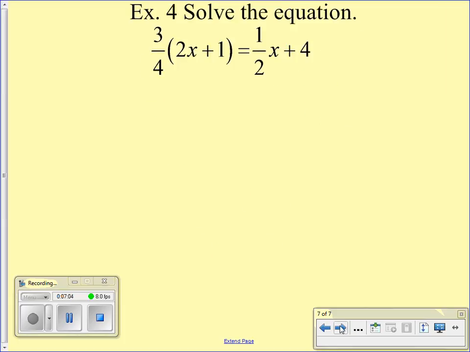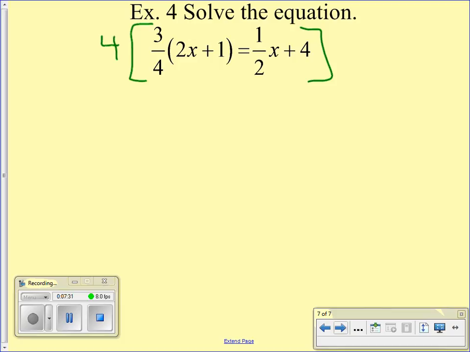Okay, the final example. We have part parentheses. We have part that doesn't have parentheses, but both sides have a fraction. Fractions have different denominators, so we need to find the least common multiple of that denominator. The least common multiple of 2 and 4 is 4. So I'm going to use 4 to clear my fraction.